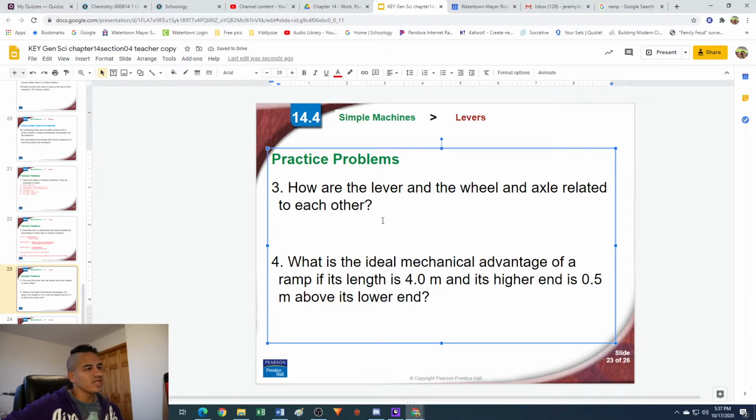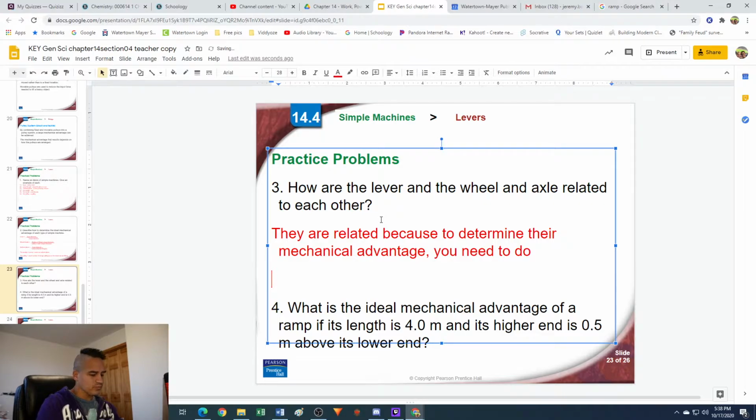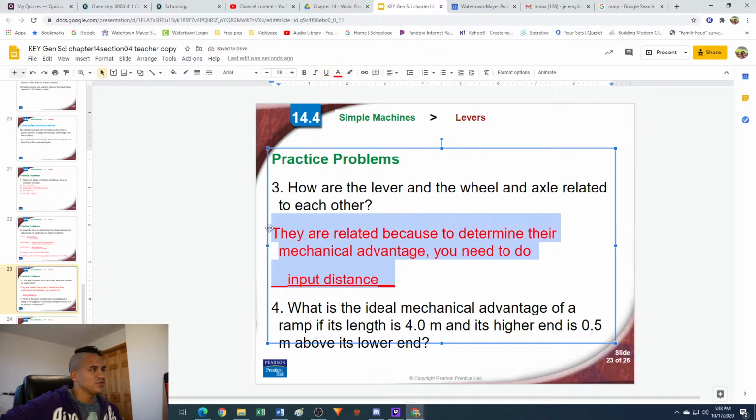So how are they related? They are related in the fact that to determine their mechanical advantage, you have to do the same calculation. So we can say they are related because to determine their mechanical advantage, you need to do input distance divided by output distance. Let's make our font smaller here too so we don't run out of space.